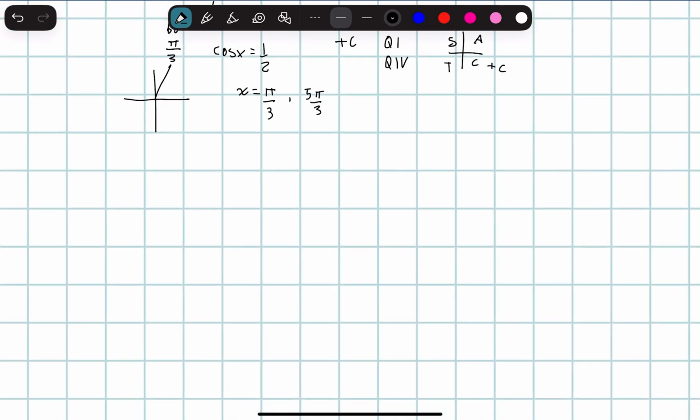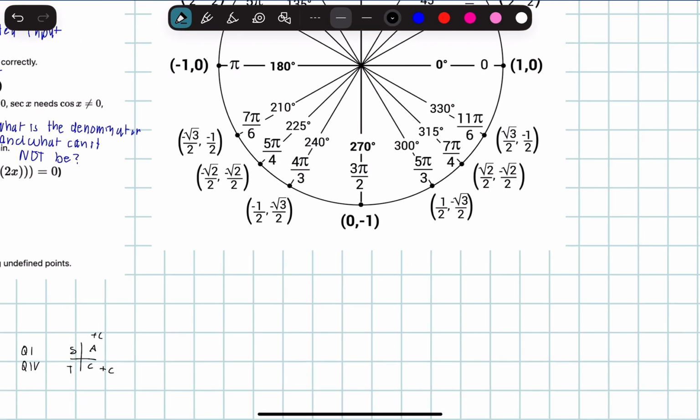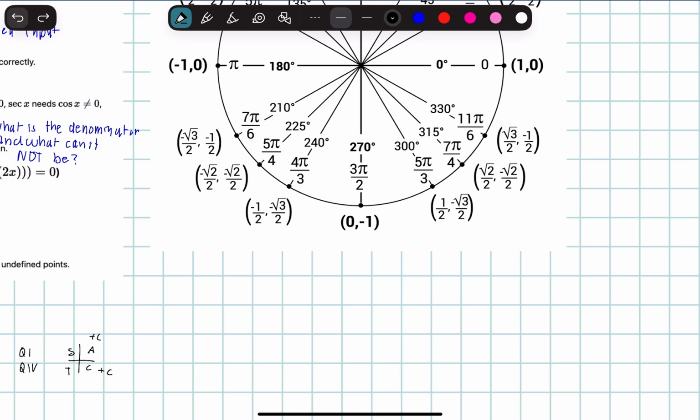You can write the general solutions, if you were asked for what they would be. It would be x is equal to pi over 3 plus 2 pi k, where k is an integer, and 5 pi over 3 plus 2 pi k. And remember, 5 pi over 3 is 300 degrees. As you can see, 5 pi over 3 is right here.